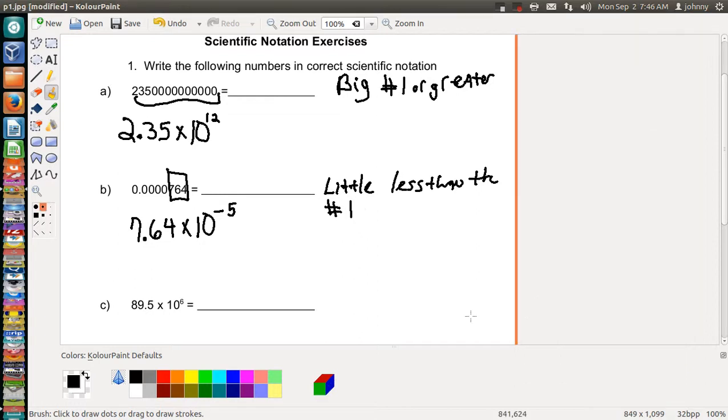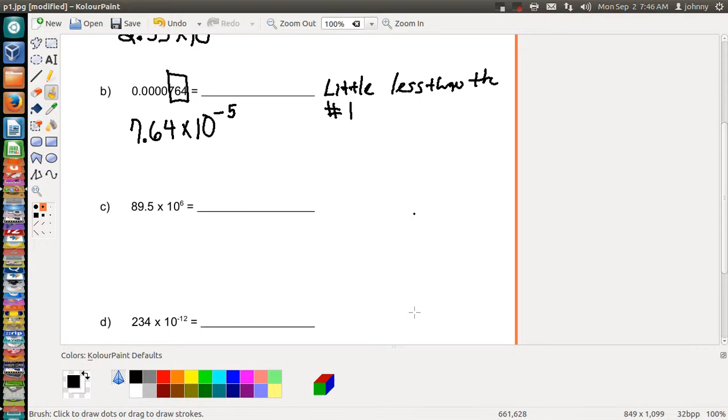Alright, now let's look at the next one. Now the next one is so close to being correct. It is so close. Now what we need to do is, we honestly just need to move this decimal one more time. Okay, we're going to swing it forward. So what we're going to get is 8.95. Now this times 10 to the 6 is still really there. Okay, all we did is we swung the decimal forward, because this was 89.5. It's not written correctly because there can only be one number in the front of the decimal.